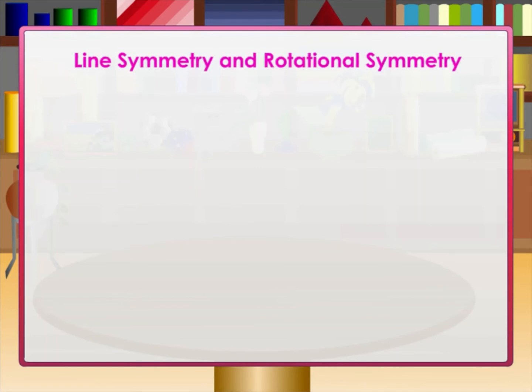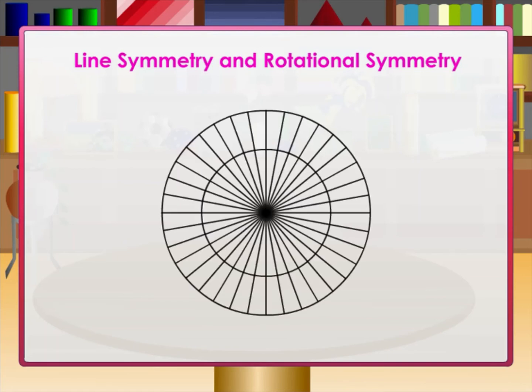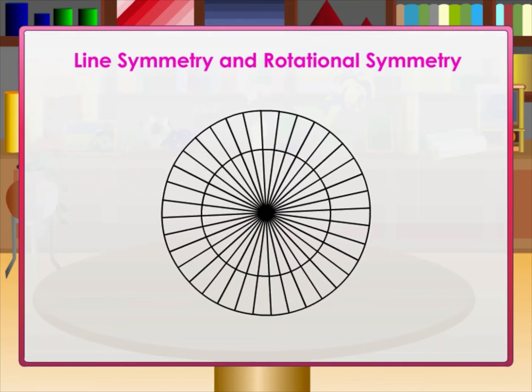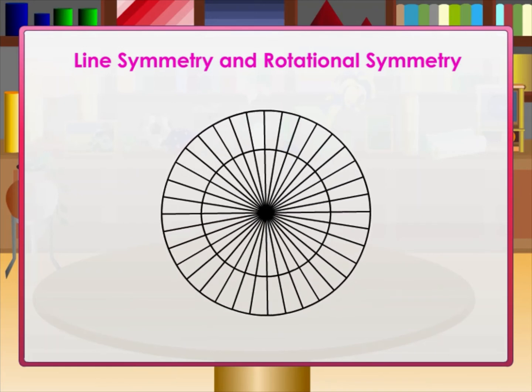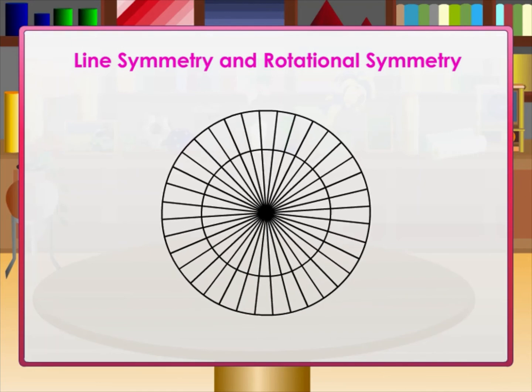Line symmetry and rotational symmetry. You have been observing many shapes and their symmetries so far. You would have understood that some shapes have only line symmetry, some have only rotational symmetry, and some have both line symmetry and rotational symmetry. The circle is the most perfect symmetrical figure because it can be rotated around its center through any angle and at the same time it has an unlimited number of lines of symmetry.